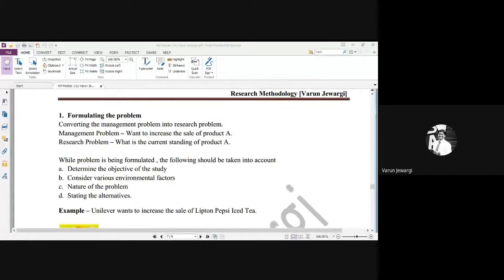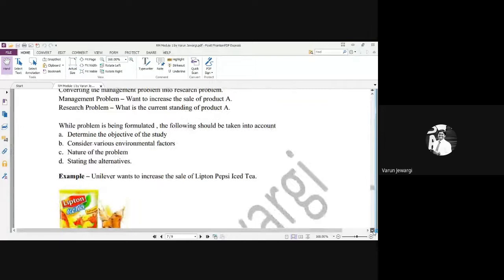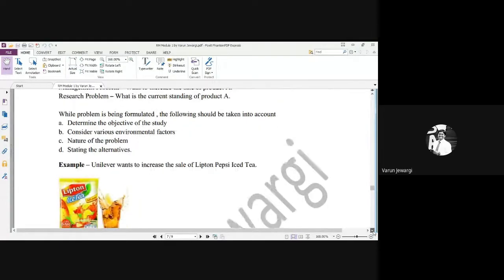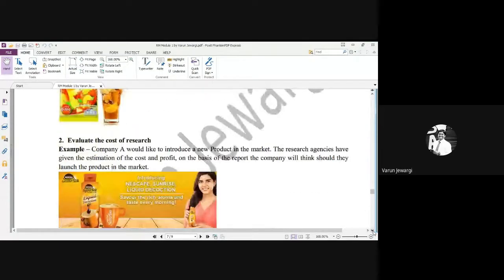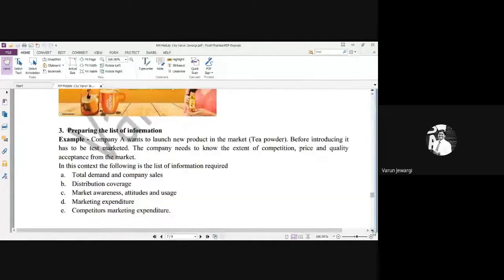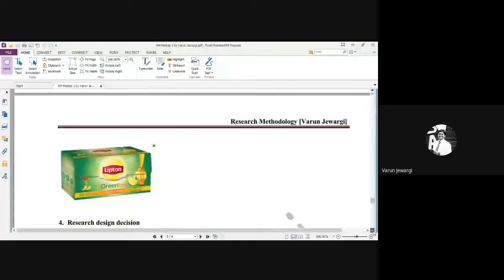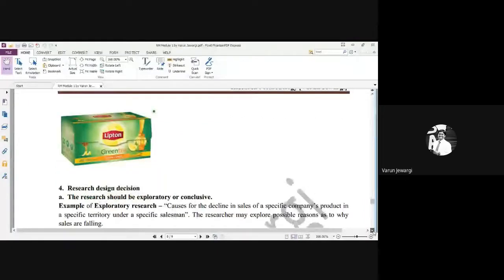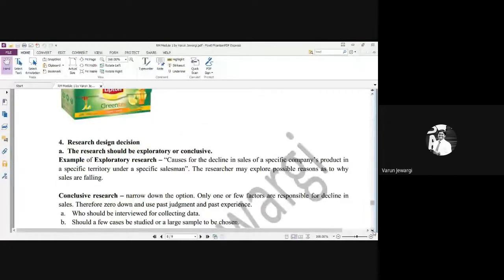Do you have any questions with regard to the previous class? The research process, formulating the problem. We discussed management problem and research problem, then testing people, then evaluating the cost of the research. Okay, how the cost is evaluated. Then preparing a list of information: what all information the researcher has to collect before launching a product. We discussed that. Today we'll be touching upon something called research design decisions.